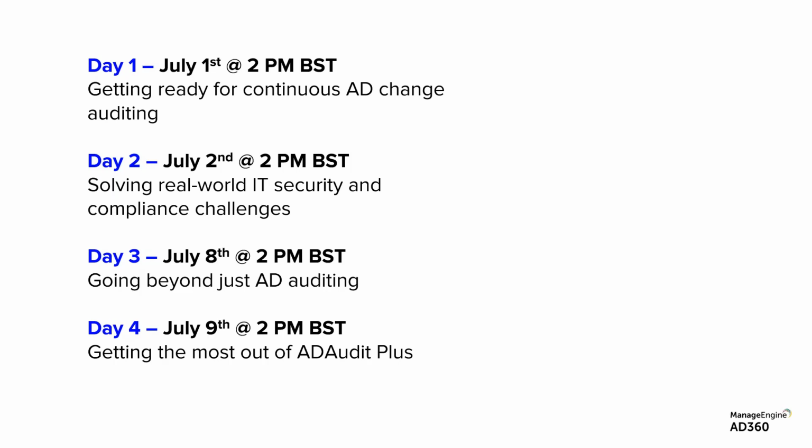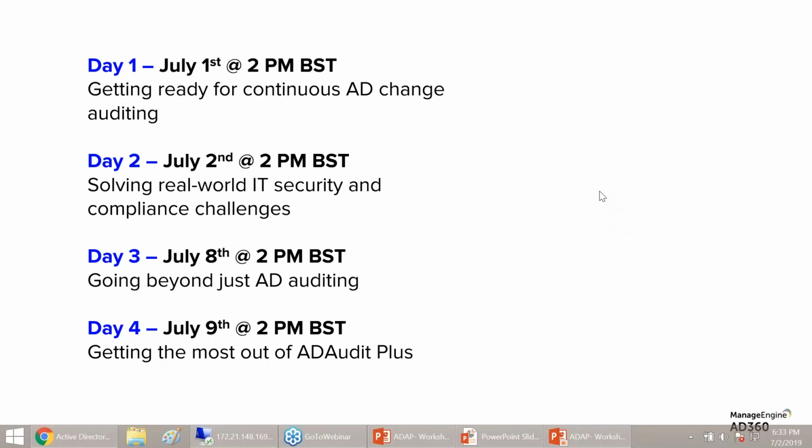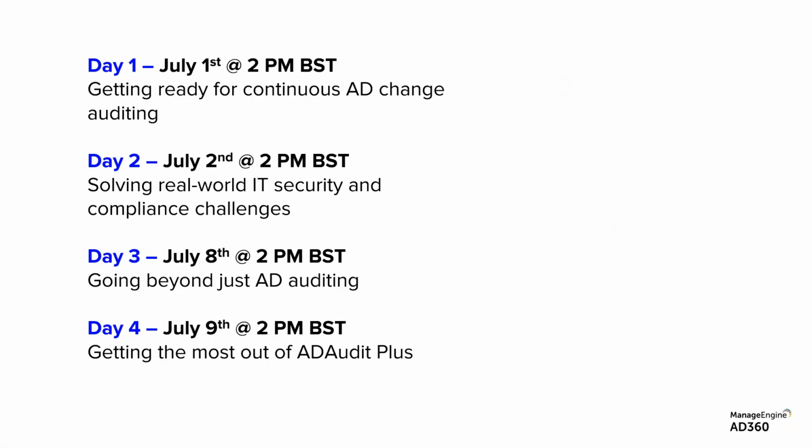And the third session is going to be to ensure that you don't just stop with basic auditing, but go further and get your ADAudit to work to its fullest extent. There are quite a few functionalities that are hidden under the hood, and we'd want you to use those functionalities as well. We'll be talking about how you scale up your auditing, basically, and the last session is going to be making the best out of your ADAudit Plus.